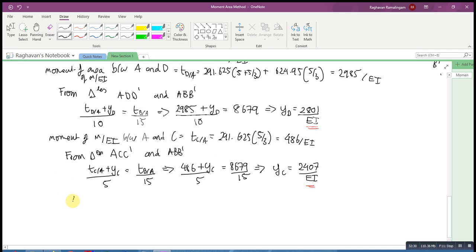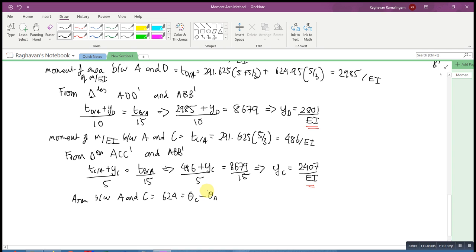So the area between, say, A and C equals 624, which is nothing but theta A minus, I'm sorry, it's theta C minus theta A, because you have drawn the tangent from me, so this is theta C minus theta A rather.